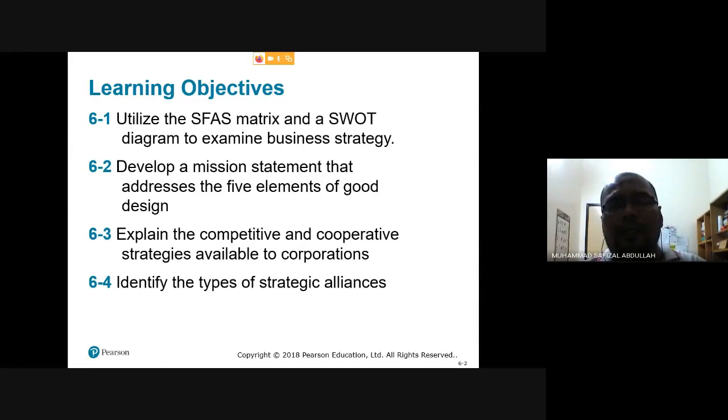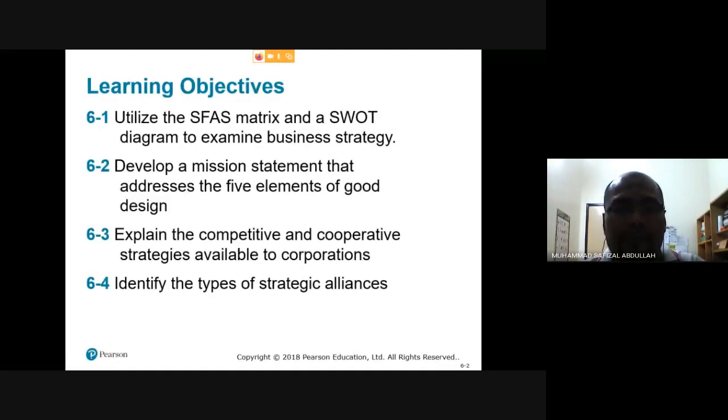Please recap your memory. Please refresh your memory. What is EFAS and what is the IFAS matrix? Basically, the IFAS matrix is the S and W that you identify when you do the internal analysis, whereas the EFAS matrix is the O and T that you get from doing the external analysis. The internal factors and the external factors are combined together in the SFAS matrix. So we will see the SFAS matrix and the SWOT diagram to examine business strategy. That is number one. And then 6.2, we are going to discuss the mission statement.